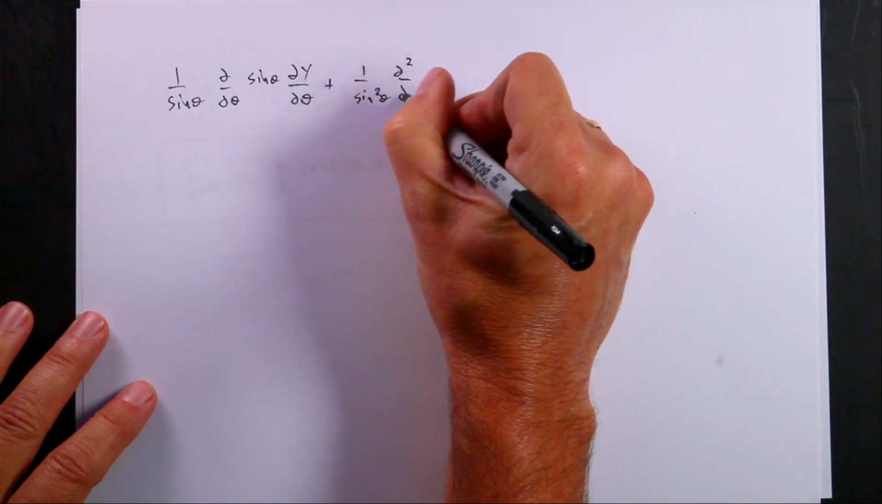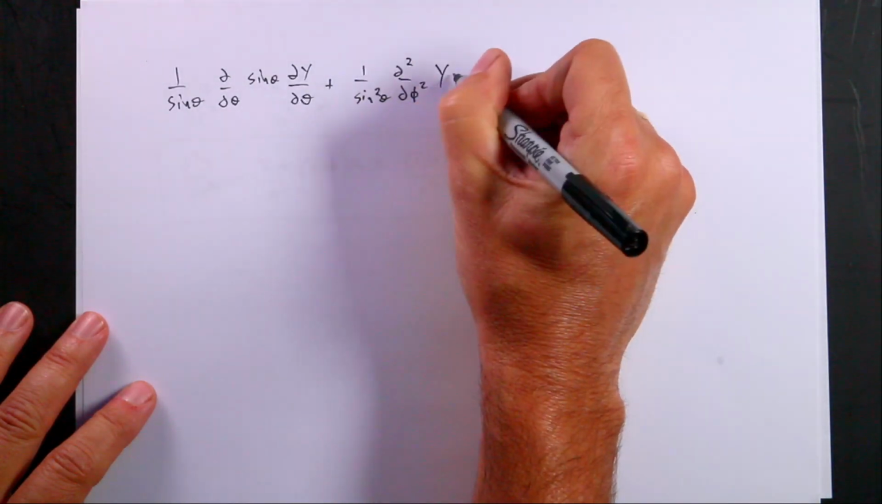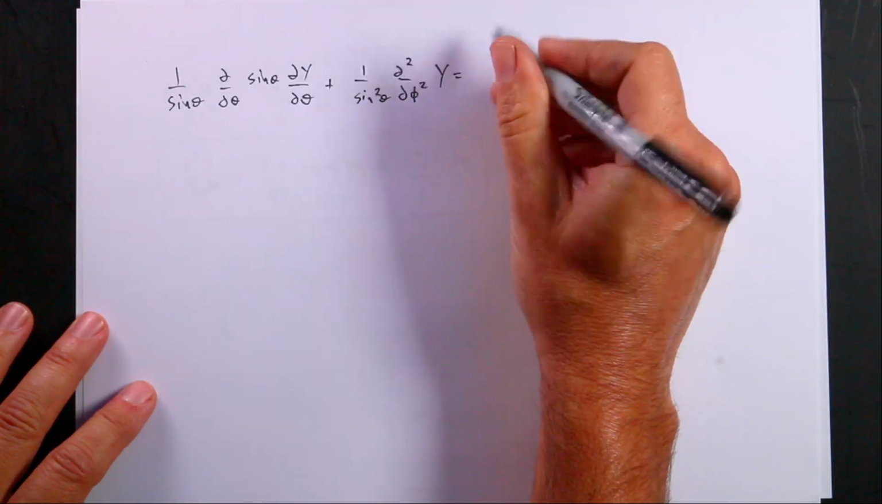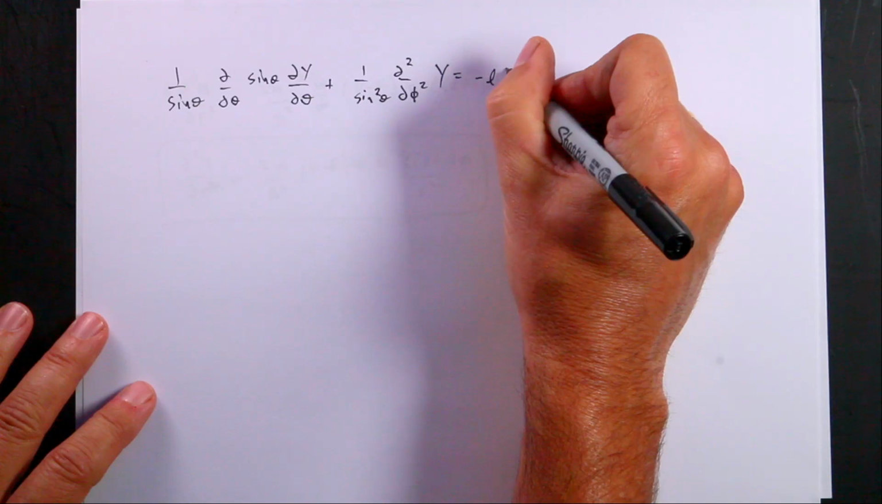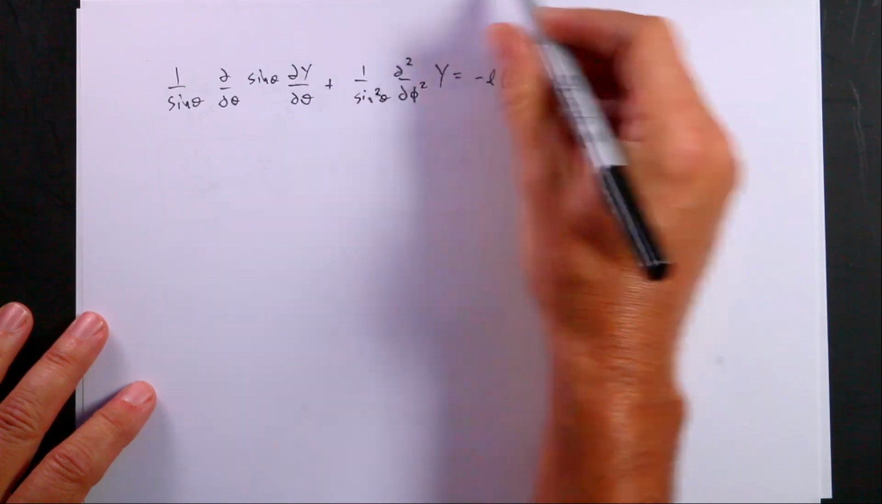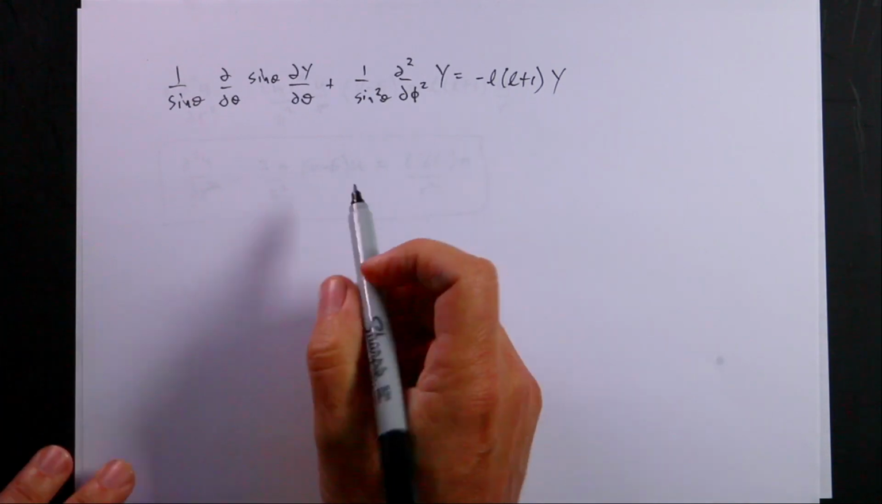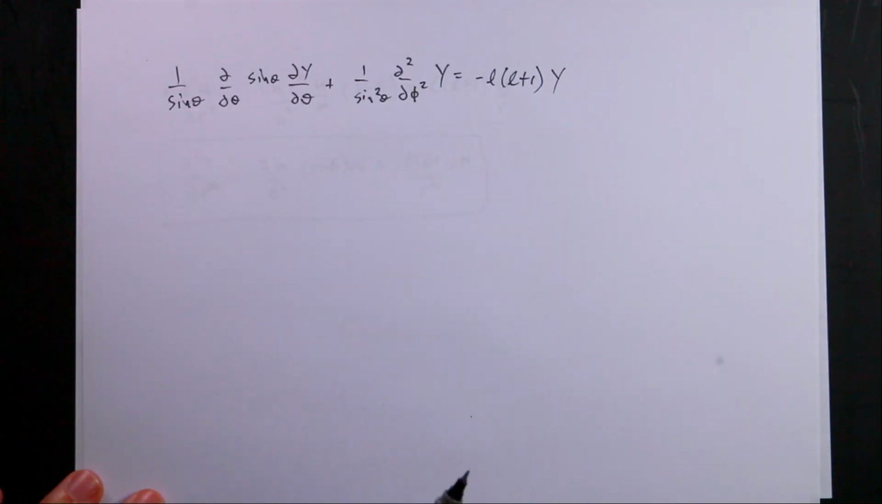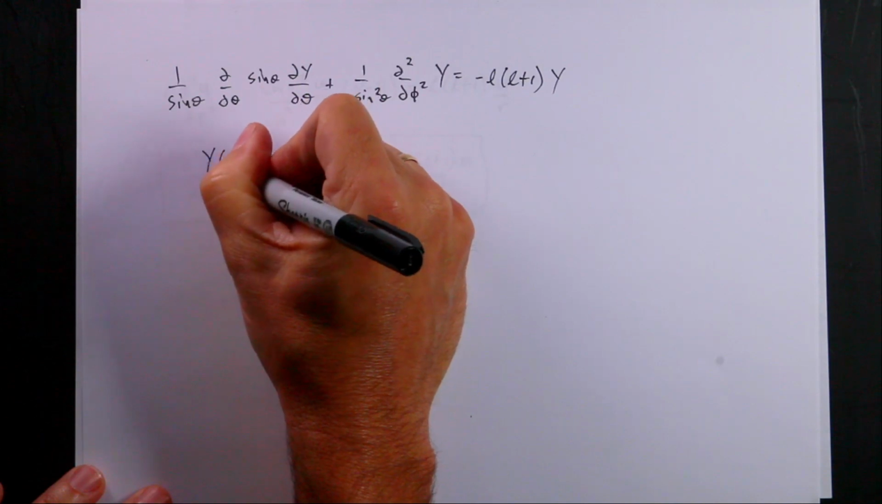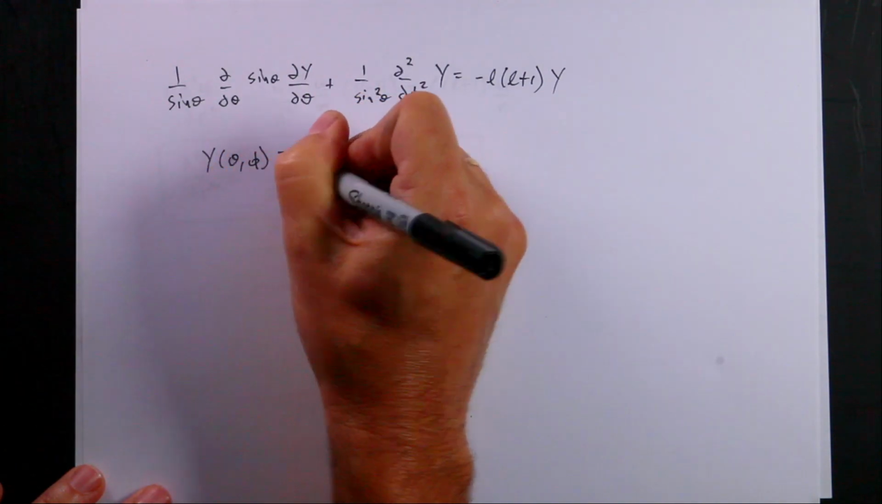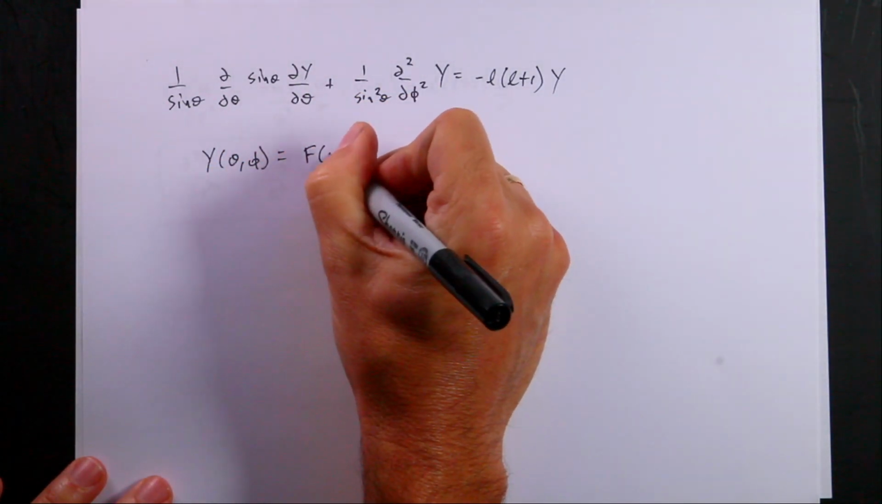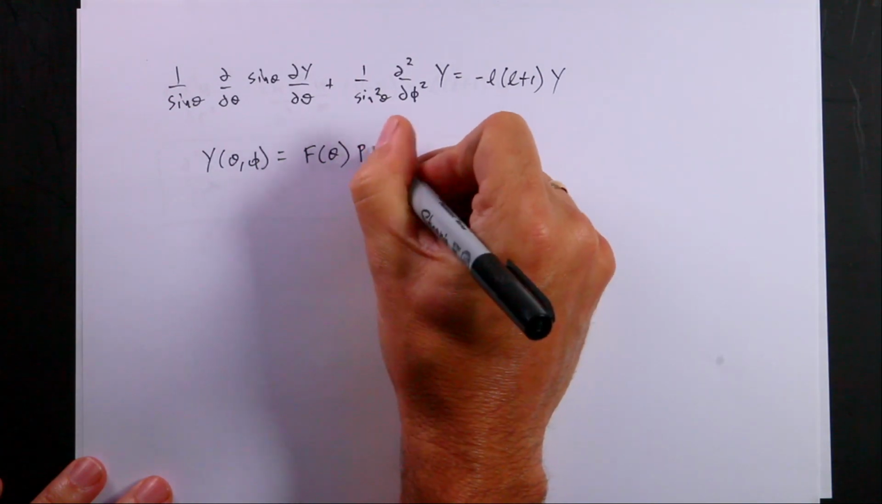Second partial with respect to phi of y equals negative L times L plus 1, and then I had that y term. I multiplied through by y. Okay, so that's my function. Now, this depends on two variables, so we're going to do the same trick. I'm going to say y as a function of theta and phi is equal to f as a function of theta times p as a function of phi.